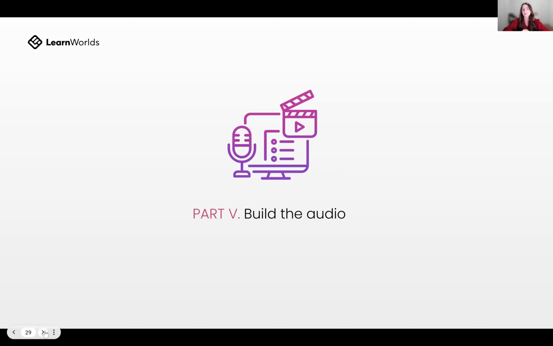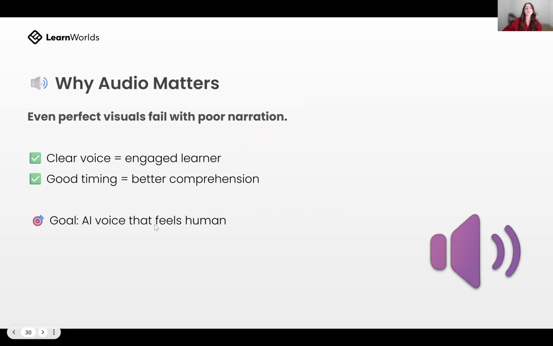Okay, so on the next part, part five, we were building the audio. So what have we done so far? We did our research. We came up with our syllabus or the course list. We came up with our scripts and how we were going to do the scripts for the content. And now we are building the narration, so the audio for our videos. So how did we do that?